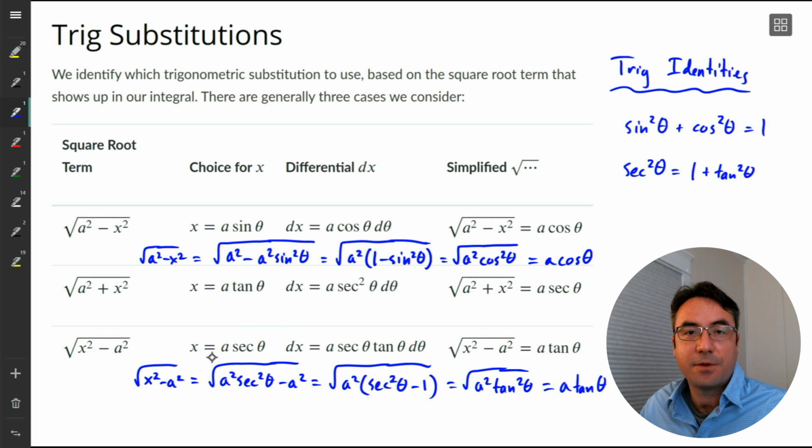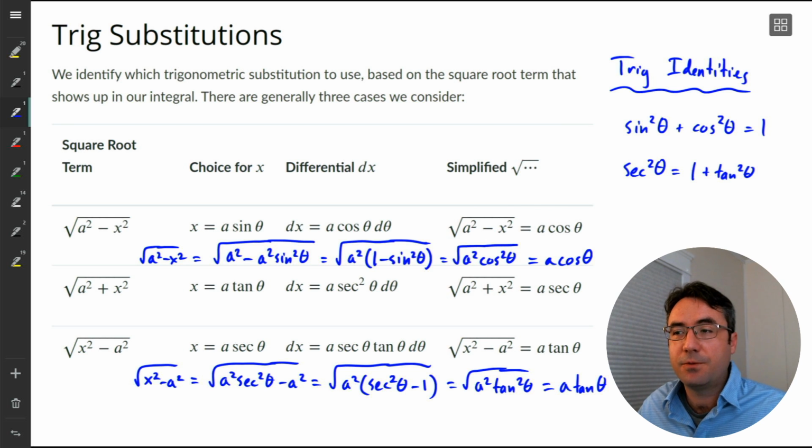Same thing for the last one we did. If this was the square root function that you're seeing, and this is what you're picking for x, all of this work in the middle here is always going to feel the same. And so you know ahead of time what that square root term is going to simplify to. It's going to simplify to a times tangent theta. So you can either work through all of this by yourself, or you can just know what the end result is and state it.